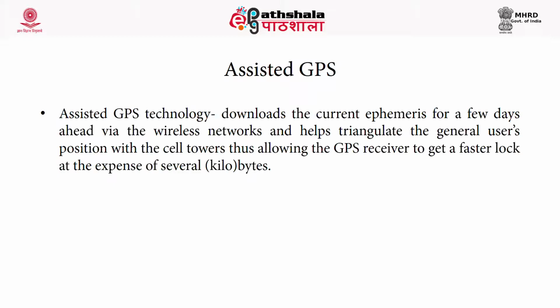There is also an example of assisted GPS technology, where the GPS downloads the current ephemeris for a few days ahead via the wireless networks and helps to triangulate the general user's position with the cell towers, thus allowing the GPS receiver to get a faster lock at the expense of several kilobytes.